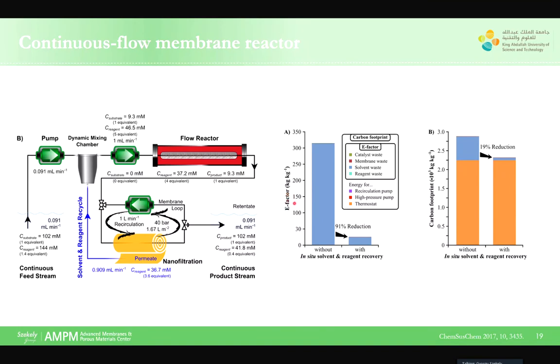So the main difference between the E factor and the carbon footprint is that the E factor is taking into account the waste generated, while the carbon footprint is taking into account the waste and also the energy that is needed for the process. So you can see that this is the E factor and what was taken into account. And you see the carbon footprint, which is larger because it also incorporates the different energy usage for the pumps and the thermostat for the reaction.